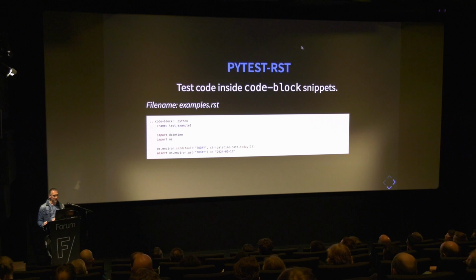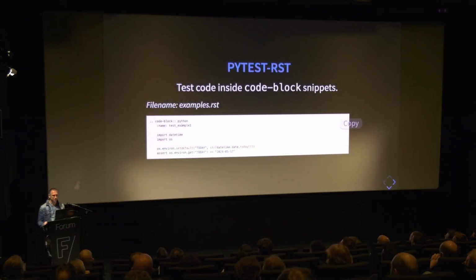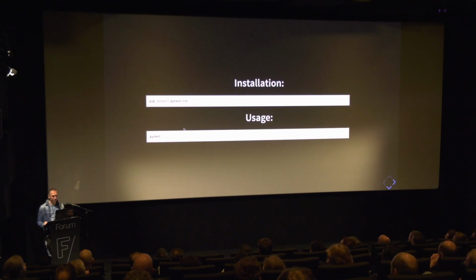So pytest-rst is also a good buddy, although it only runs the code inside the code blocks, but it does it very nicely with some gotchas. In order for it to work, you need to name your code blocks, and the name should start with test, and then pytest-rst will pick it up. Easy to install, and because it's a pytest plugin, it runs automatically.